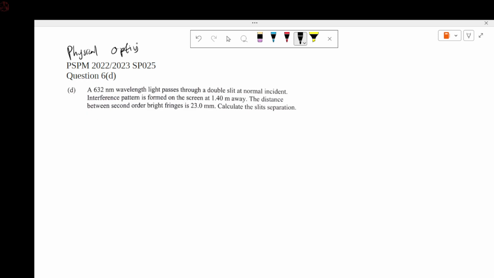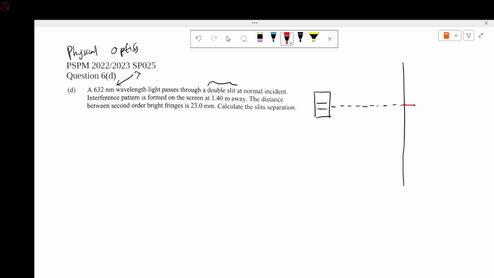Okay, let's read the question. A 632 nanometer wavelength light, so that's my wavelength, passes through a double slit. It's very important, at normal incidence. So here I have, let's just draw it out. I have double slits. Then here's my screen, and at the middle of it should be a bright fringe. So that's the central maximum.